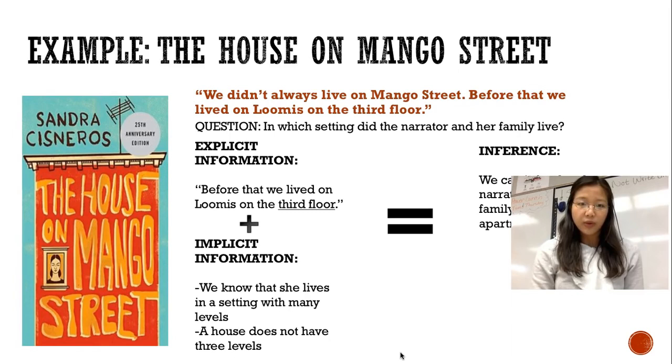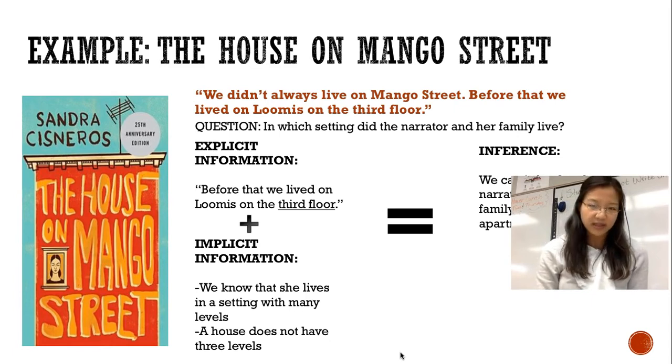Now, taking a look at the quote, we see that the explicit information is, before that we lived on Loomis on the 3rd floor. Implicit information is something that we gather from our own experiences and knowledge. So we know that she lives in a setting with many levels. A house doesn't exactly have 3rd floors unless there's an attic, but then the narrator would specify that they lived in an attic, which she doesn't.